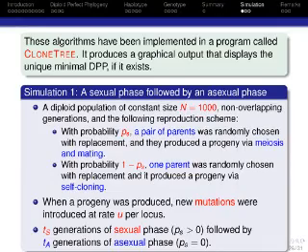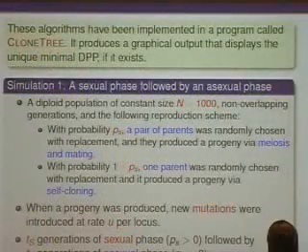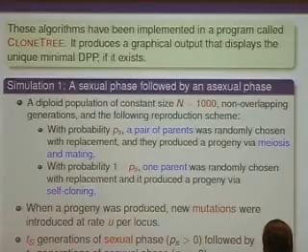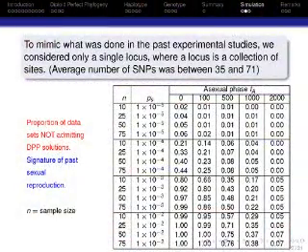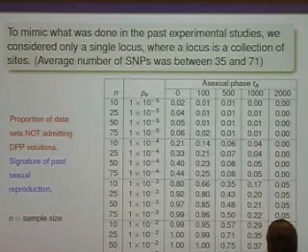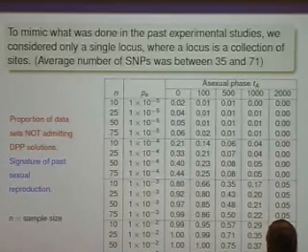Right, so this is what I said before. So I have a constant population size, non-overlapping generations. PS is the probability of sexual mating, and U is the probability of mutation. And TS is the sexual phase duration, and TA is the asexual phase duration. And here are the results. So these numbers are the proportions of data sets not admitting DPP solutions. So in some sense, they capture the signature of past sexual reproduction.